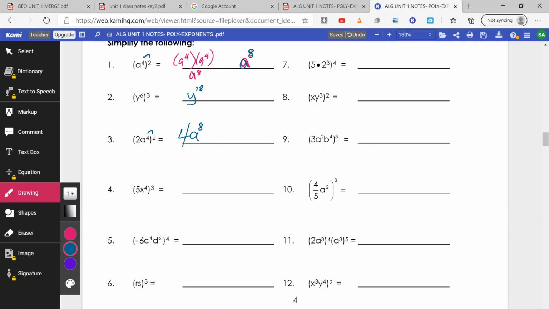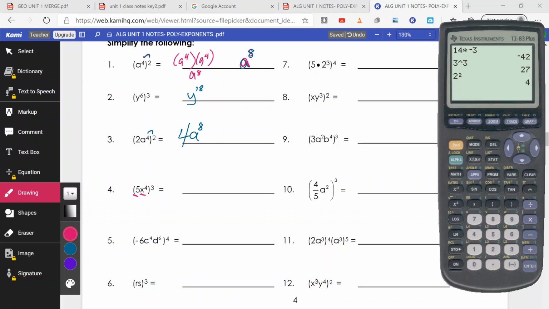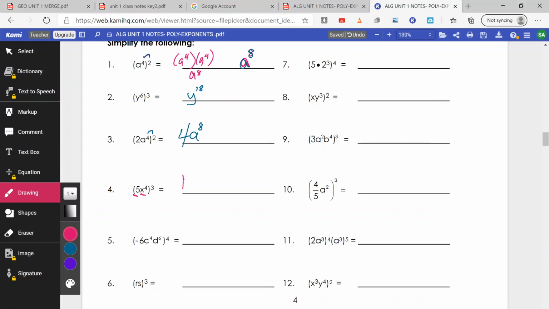And we're going to do the same thing. Every individual term inside parentheses will have to be raised to whatever exponent is outside. 5x to the 4th cubed, I got 2 different things. I got the 5 and I got the x to the 4th. So each of those has to be raised to the 3rd power. So 5 to the 3rd gives me 125. X is our variable, and we multiply our exponents. 4 times 3 gives me 12.